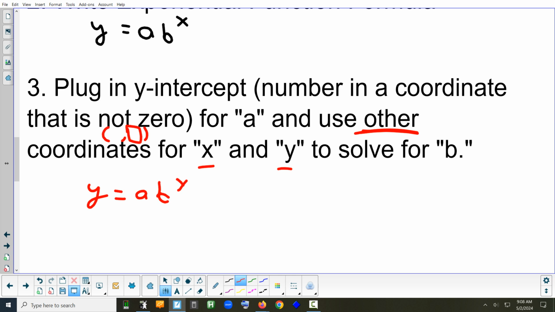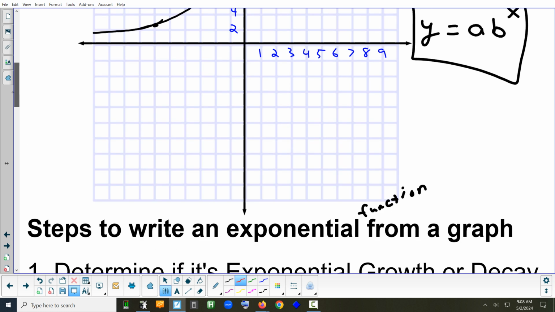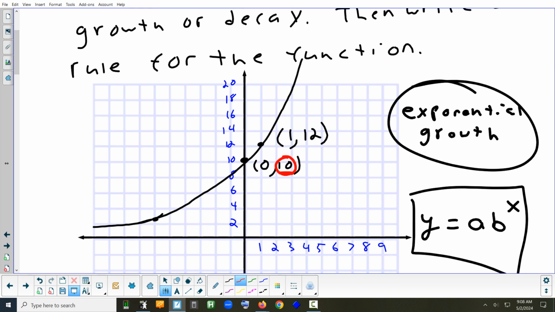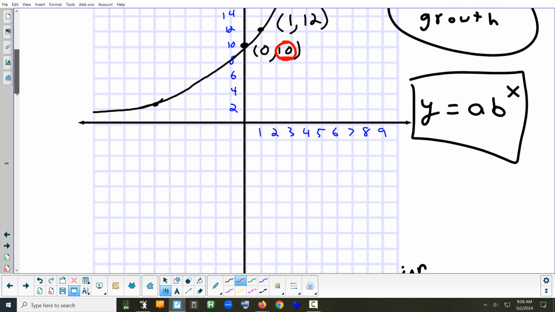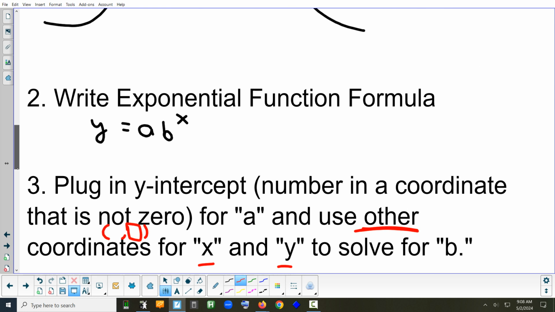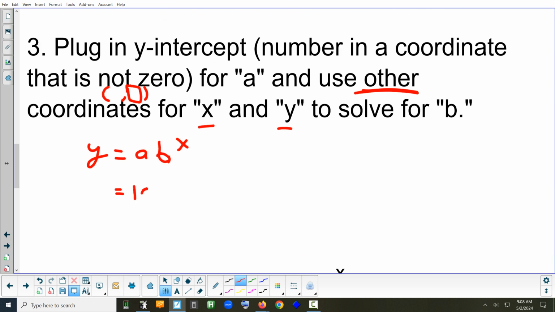y equals a b to the x. What letter do we already know in that formula? A. Yeah, we already know A. It's the number in the coordinate that's not the 0. So let's look at the y-intercept. What's the number in that coordinate that's not the 0? 10. That's how you find your A. So A is 10.